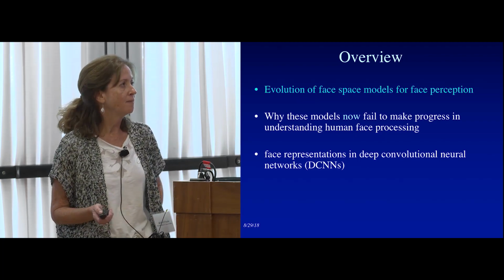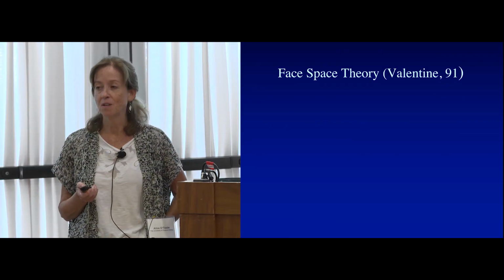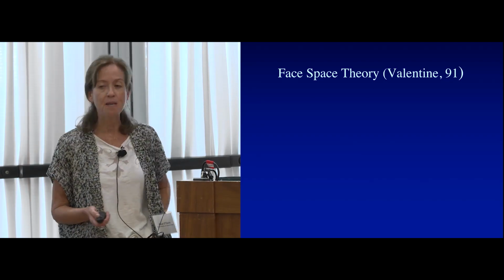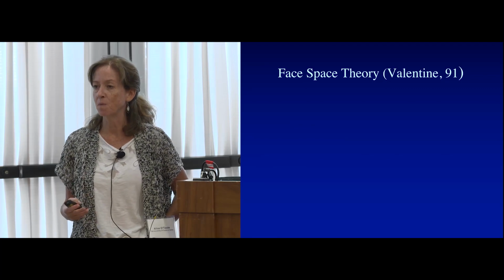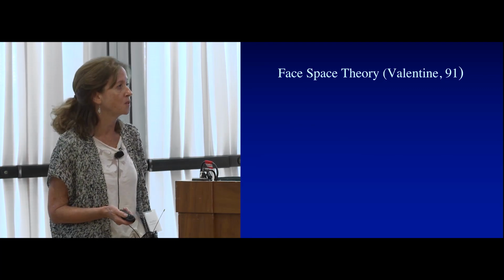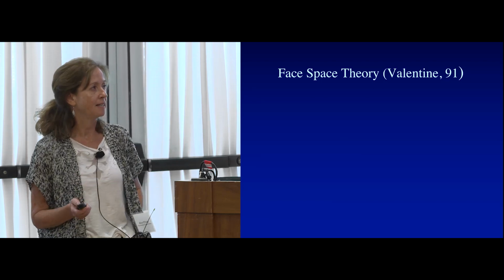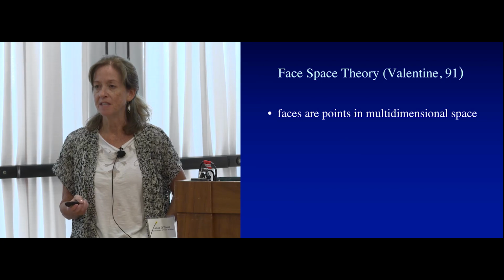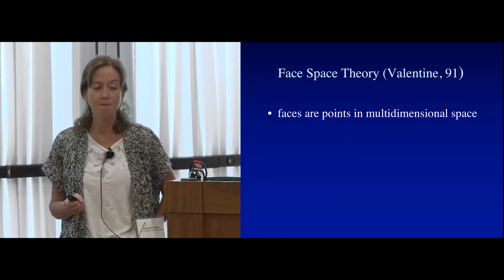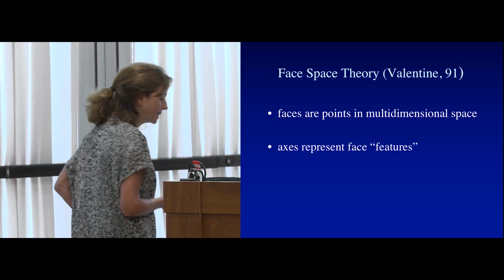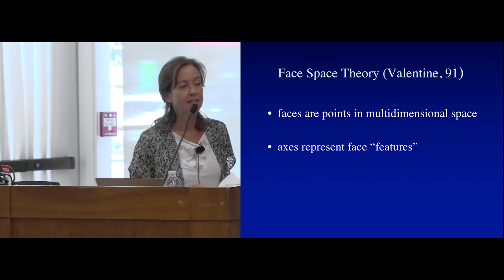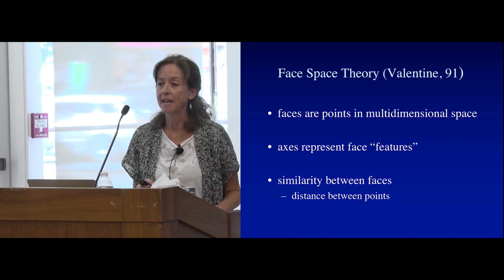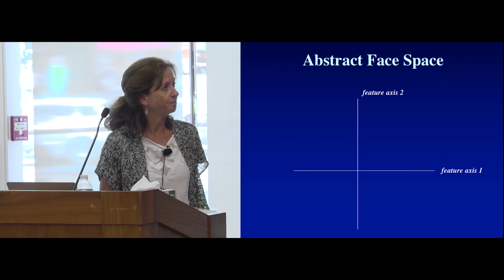Okay, so evolution of face space models. Decades ago, Valentine proposed the standard abstract model, and he proposed it as a framework for uniting a number of diverse results that had come out in the psych literature up to that point. So very few elements to the theory. Faces can be considered as points in a multidimensional space. Axes represent features, and he did not commit to any particular features. And the similarity between faces can be thought of as the distance in the space.